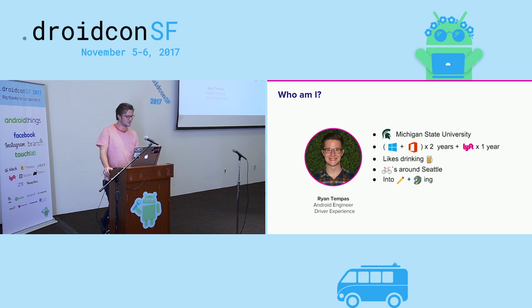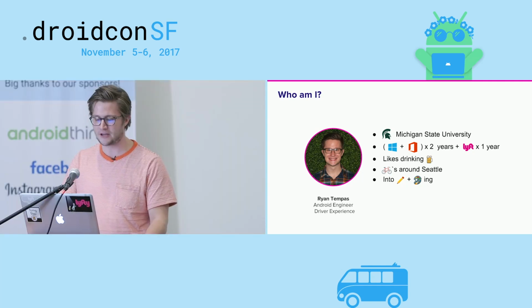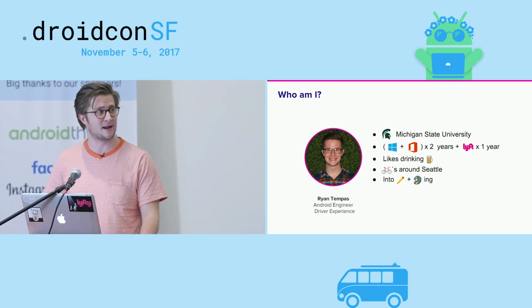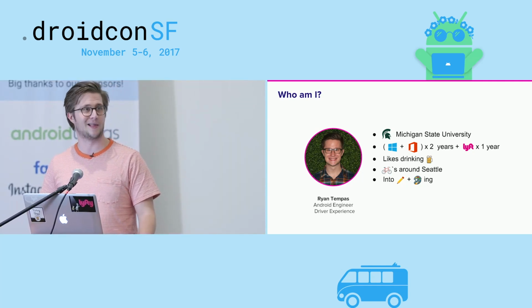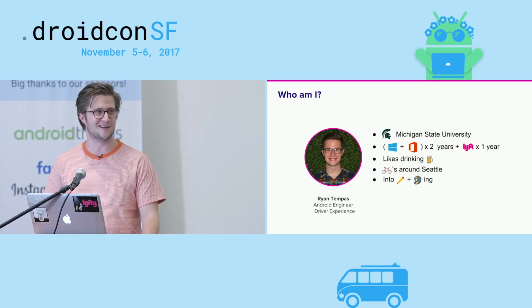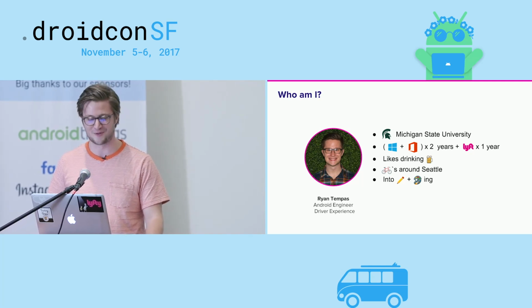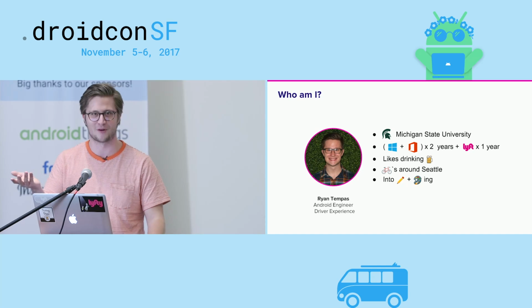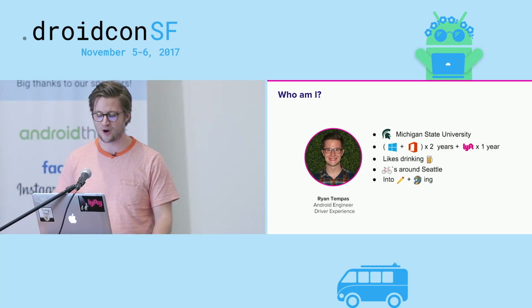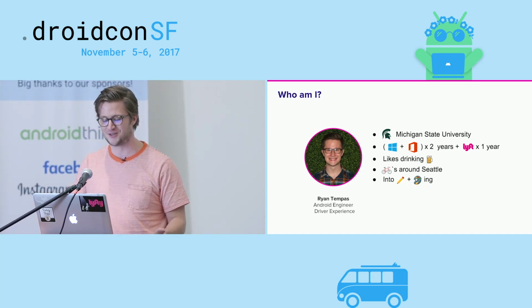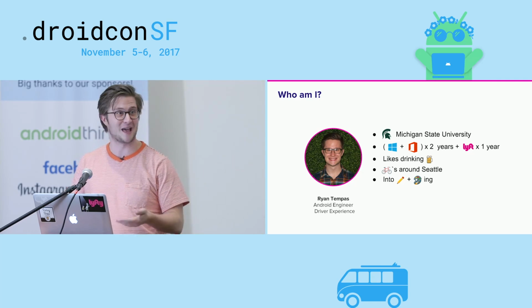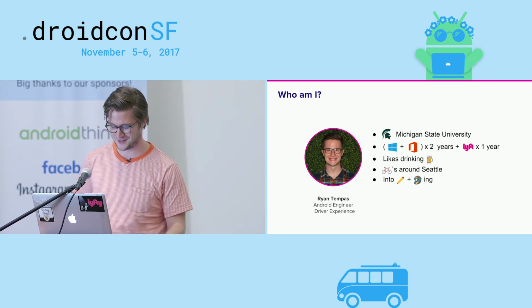I went to Michigan State University after graduating. Go green! After graduating, I went to Microsoft and worked at Windows and Office for about a year each. And then I've been at Lyft for about a year now. I like drinking beer, and the best way to work it off is to bike around, so I like biking around Seattle. I'm actually from Seattle, and I've been drawing and painting for a while now. And just to reiterate what's up there, I'm an Android engineer on the driver experience team at Lyft.